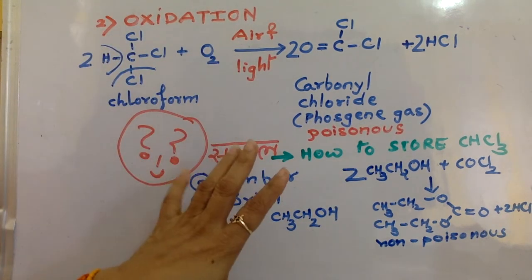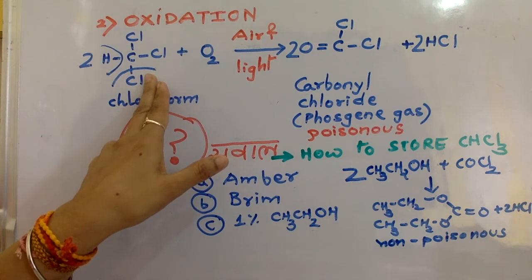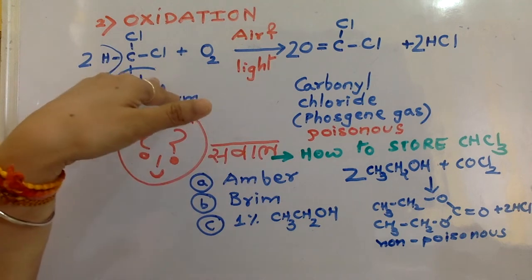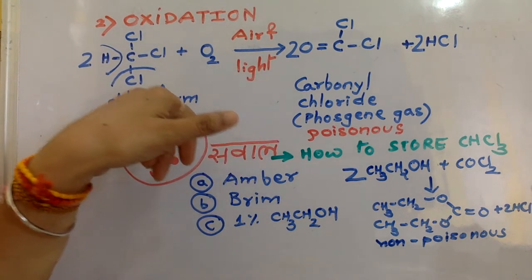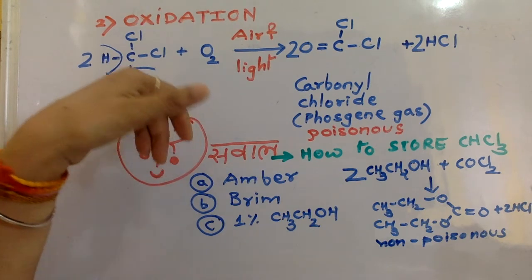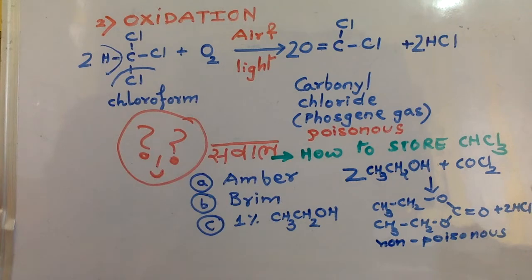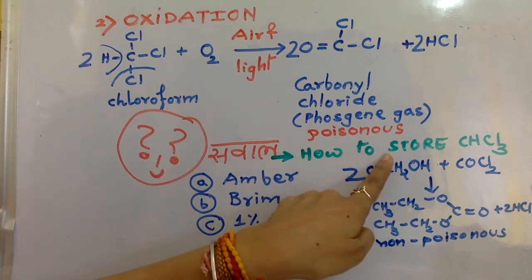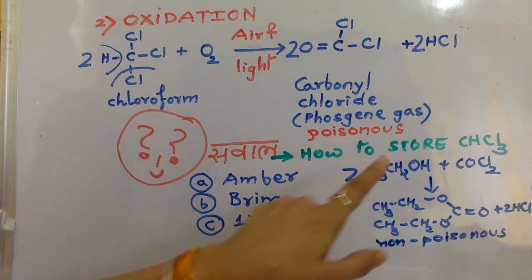So the problem over here was if chloroform comes into exposure with air and sunlight, then the oxygen will oxidize chloroform to phosgene. Chloroform is a good anesthetic, and phosgene is a poisonous gas, so precaution must be taken while storing chloroform. What are the precautions we should take while storing chloroform, or rather, how to store chloroform?